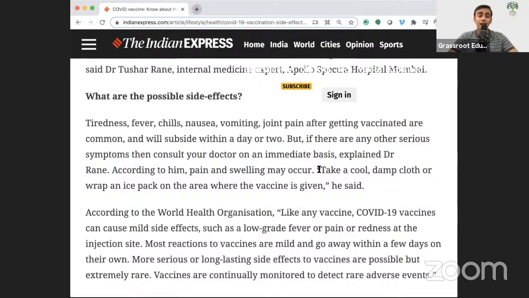So then Dr. Rane suggests something. He says, take a cool, damp cloth or wrap an ice pack on the area where vaccine is given. All right. Now, this particular word is not wrap. Okay. Usually, people have this tendency to say wrap. All right. But the W is silent. So you will simply say wrap. That's all. Take a damp cloth or wrap an ice pack on the area where the vaccine is given.